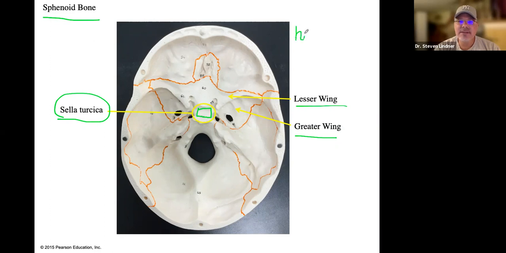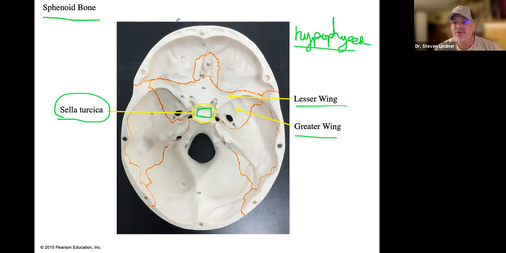Hypophyseal fossa. And this term hypophysis means pituitary. Okay, so the hypophyseal fossa is the actual depression within the sella turcica for the pituitary gland to sit in.